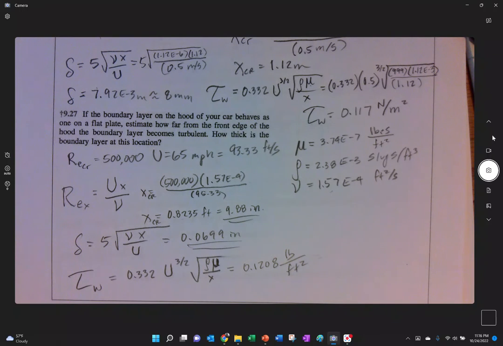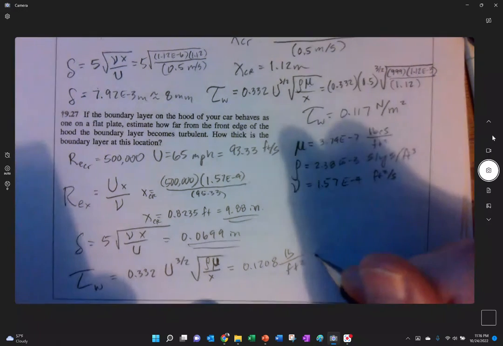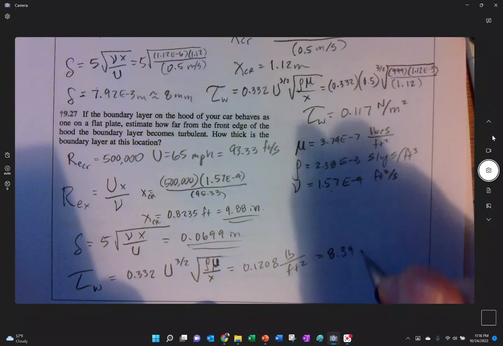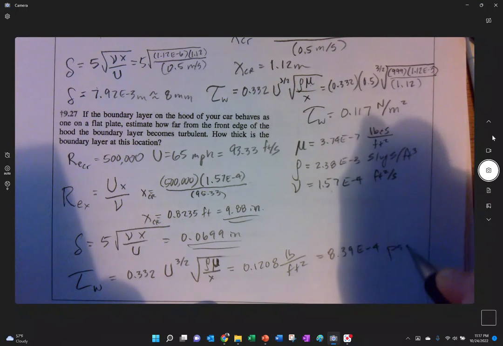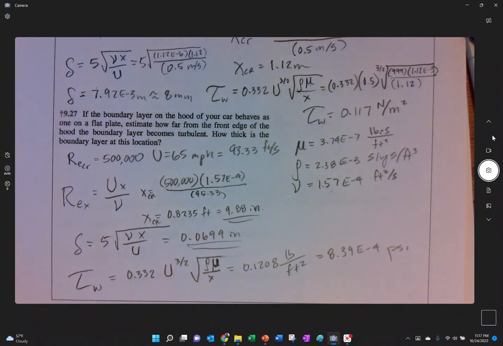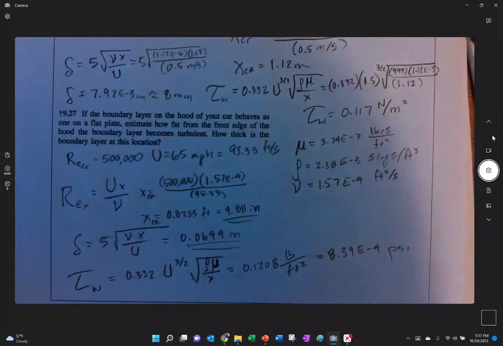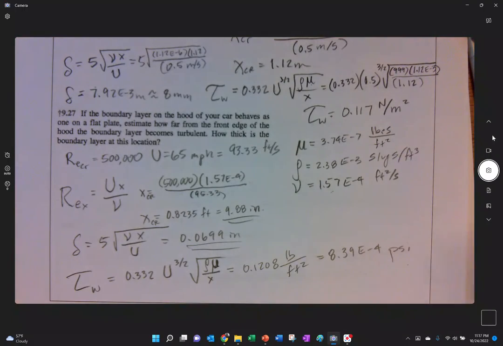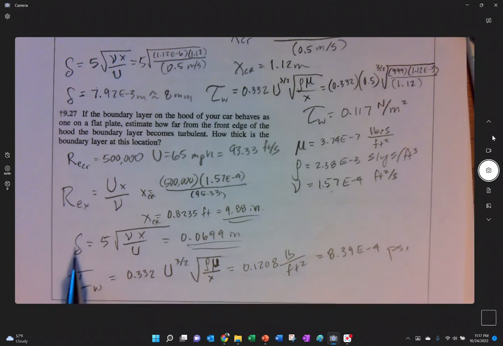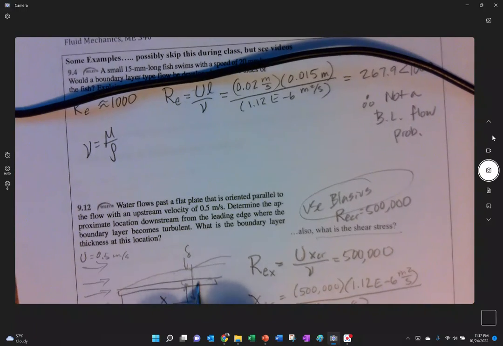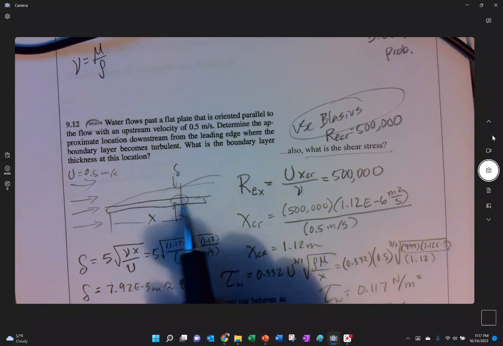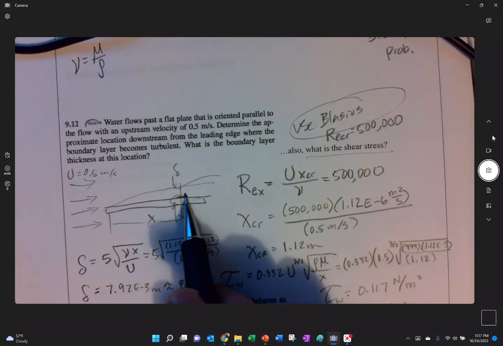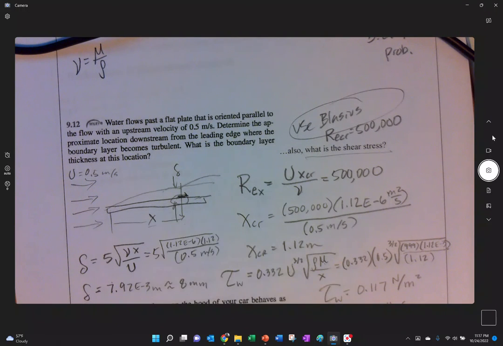So no real point in doing that. It's not going to give us anything of any interest to us, but we'll do it anyway. 8.39e-4 PSI, right? Not a whole lot of shear, but we're talking about a very limited problem here, right? The Blasius solution can only really get us laminar flow. And so we're just talking about that transition spot where it's going from laminar to turbulent. That's what we're trying to find. And we're quantifying what the shear stress is going to be right there at that point, right? You can see the shear force per area at that location. So we are done.